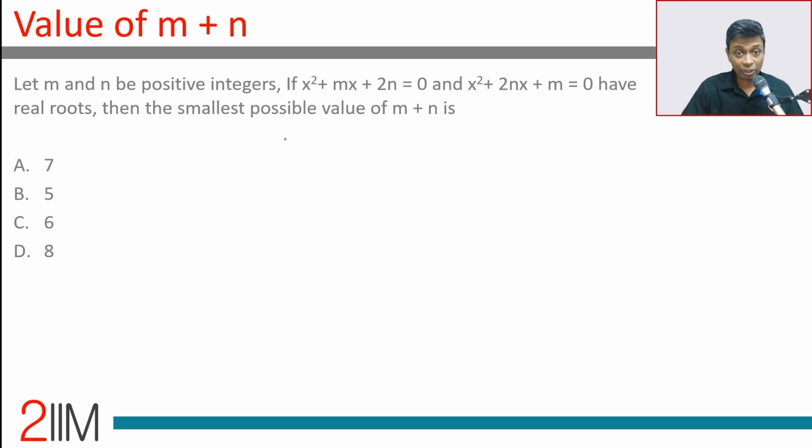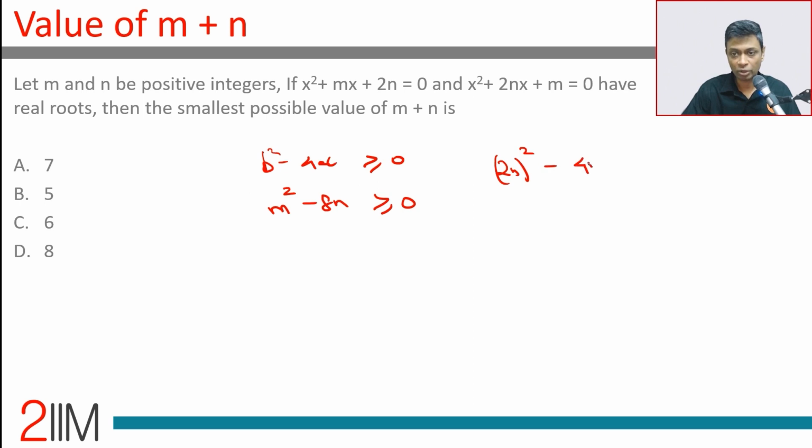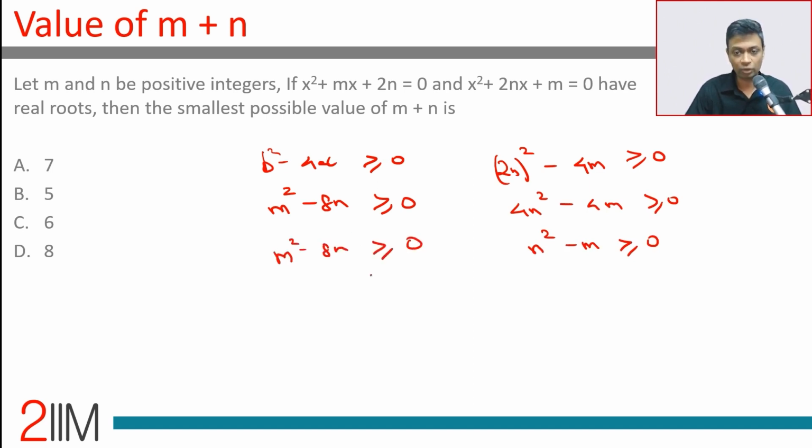Let m and n be positive integers. If x square plus mx plus 2n and x square plus 2nx plus m equal to 0 have real roots, find the smallest possible value of m plus n. Have real roots, so b square minus 4ac should be greater than or equal to 0. So m square minus 8n is greater than or equal to 0. 2n the whole square minus 4m should be greater than or equal to 0, or 4n square minus 4m is greater than or equal to 0. n square minus m greater than or equal to 0. m square minus 8n greater than or equal to 0.